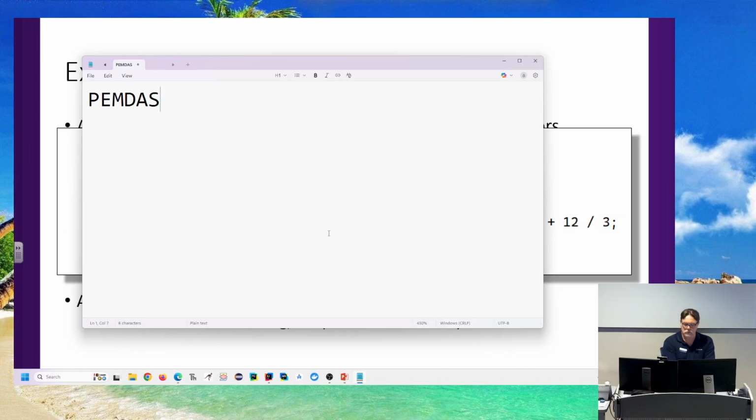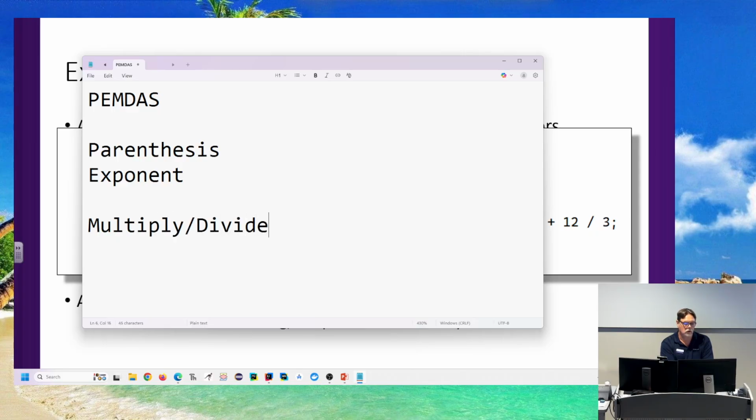Right, PEMDAS. If you can remember that, that's supposed to be a way to remember the order of operations. Parentheses first. What comes next? Exponents. And then multiply, then division, then addition, subtraction. And I put these on the same line because essentially we always go left to right by convention with the multiplication and division.